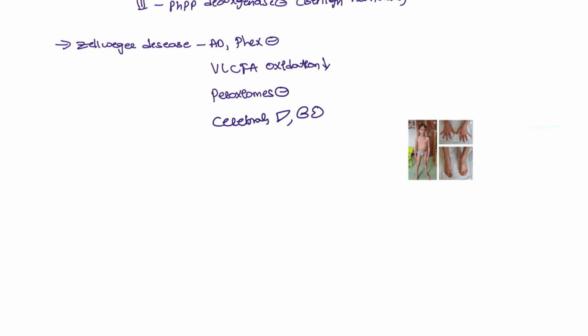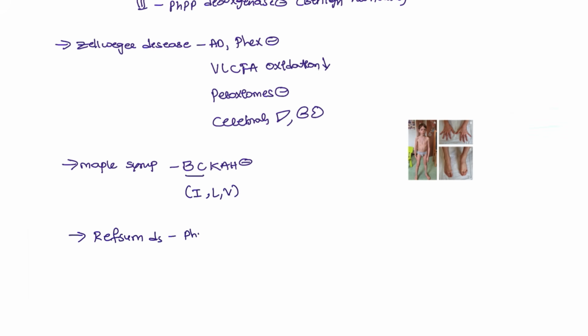Next, we have maple syrup urine disease. Maple syrup disease is a branched chain keto acid dehydrogenase deficiency, and it involves branched chain amino acids. What are the branched chains, guys? Isoleucine, leucine and valine. All three will be affected in this patient. Okay. Next, Refsum disease. Refsum disease also, a question has been asked. This is due to deficiency of phytanoyl coenzyme A hydroxylase, that is the deficiency seen with Refsum disease.